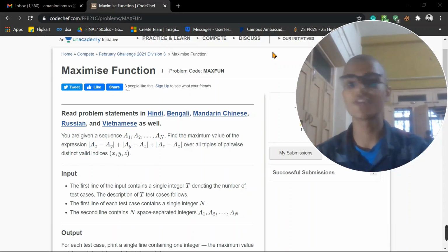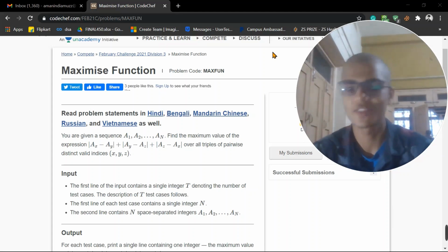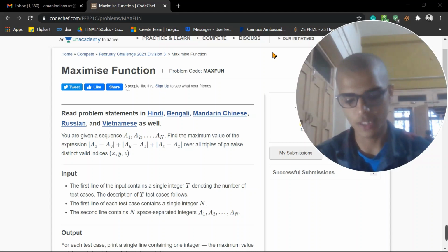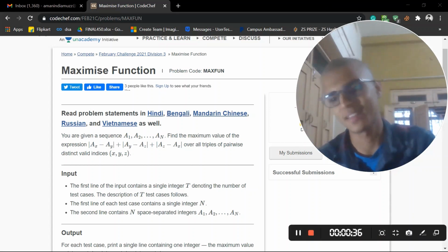So today we are dealing with the questions of February long challenge, and this is the second question, maximize function. This question is really simple, and maybe you find it tricky, but it's all about the logic: when you go with the numbers, it always gives the same numbers, or if it's the same then it's going to be okay. Let's go with the question, that would be easy.